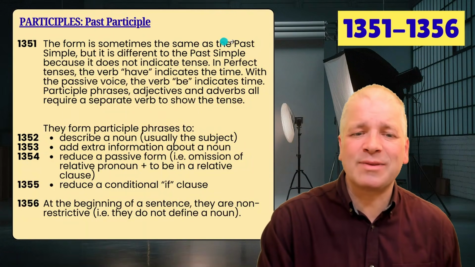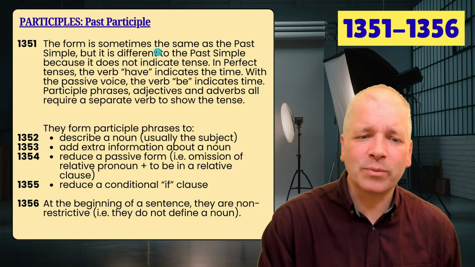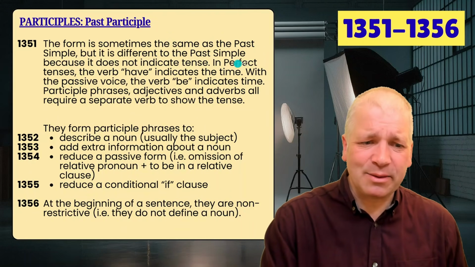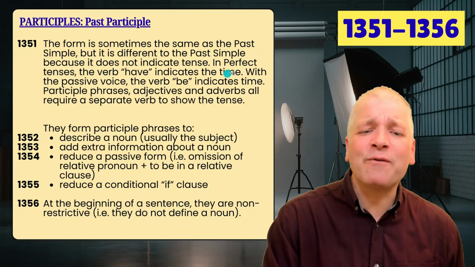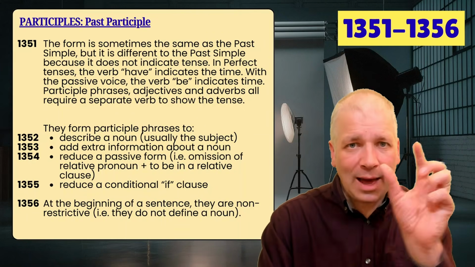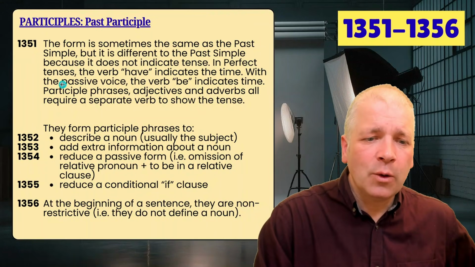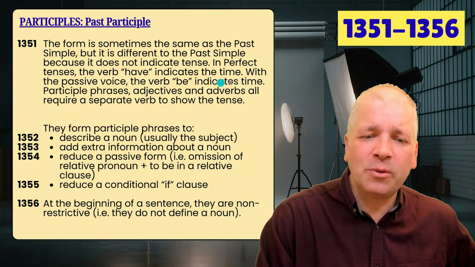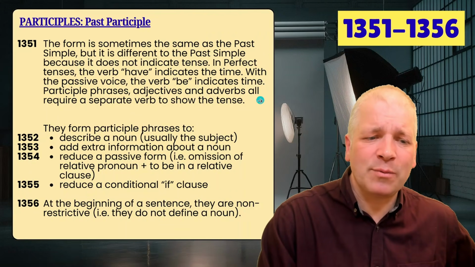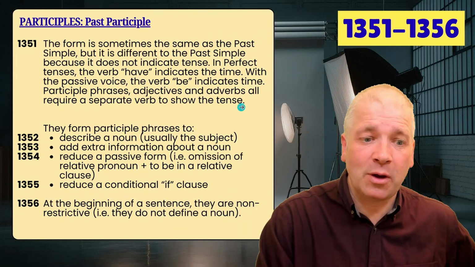The form is sometimes the same as the past simple, but it is different to the past simple because it doesn't indicate tense. Perfect tenses have indicates the time: I have been. He has been. So has is making the change. With the passive voice, the verb to be indicates time. Participle phrases, adjectives, and adverbs all require a separate verb to show the tense.